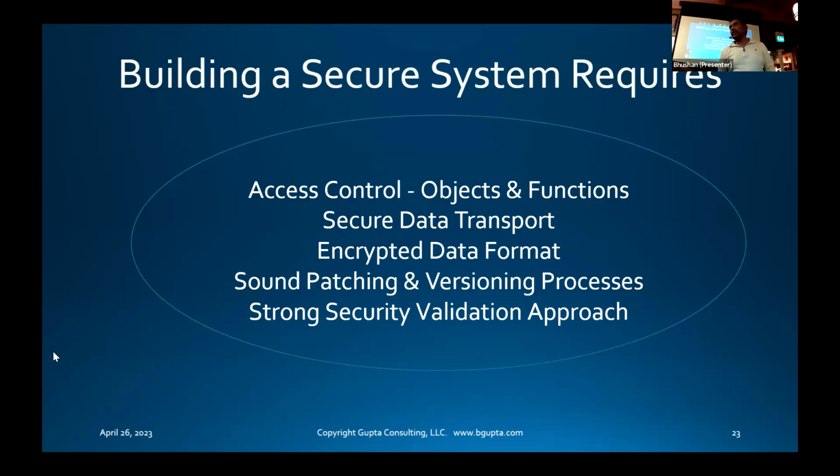Have a good security validation approach. I will also say it's a team effort. It's not a one-person thing. I don't know how many of you have a security engineer.